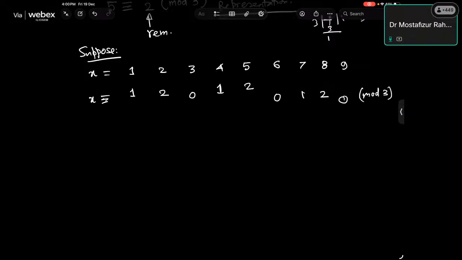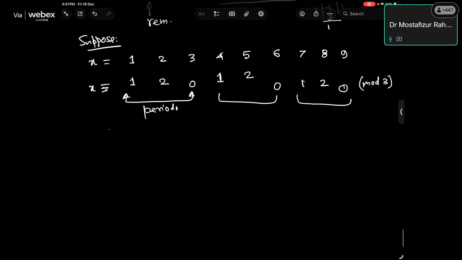Now, if you look at this, the numbers are repeated in every three components. When I divide the number x with modulo 3, I got 1, 2, 0, 1, 2, 0, 1, 2, 0, 1, 2, 0. So the period equals 3 here, right? I get a period. So after this period, I got repetition of the numbers, right? So then I write this number x as 0 modulo 3, right?